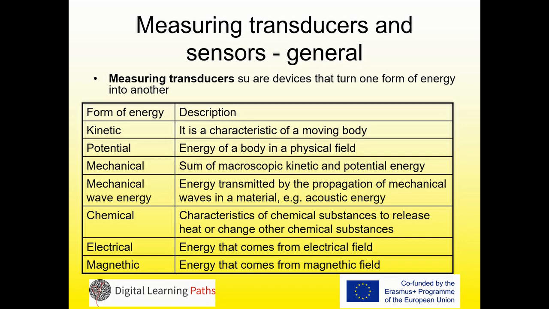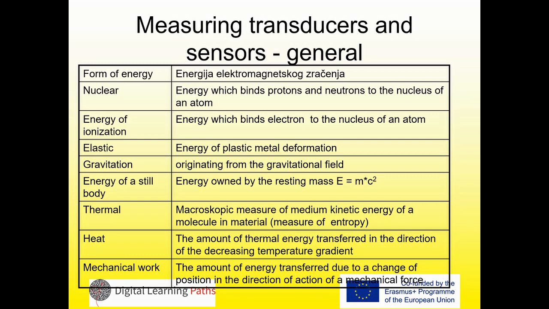Then we have electrical energy. This is the energy that comes from the electrical field, and the last one is magnetic energy. That's energy that comes from the magnetic field. Then we also have nuclear energy. That's energy which binds protons and neutrons in the nucleus of an atom. Energy of ionization. This is the energy which binds an electron to the nucleus of an atom. Elastic energy is an energy of plastic metal deformation. Gravitational energy, which originates from the gravitational field of the Earth.